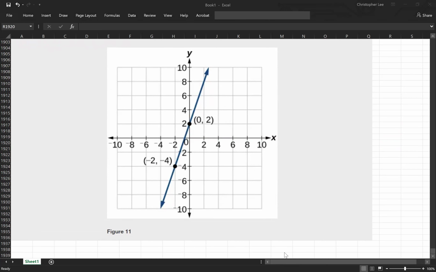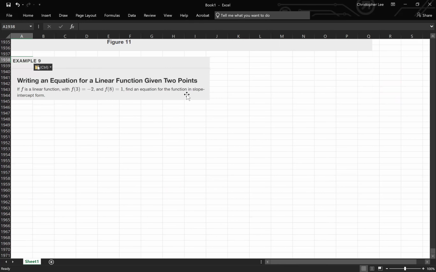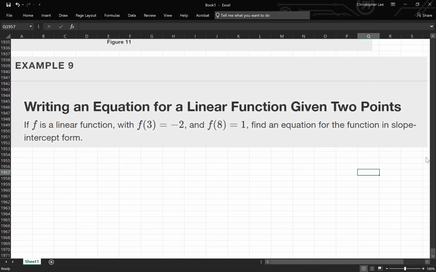All right, we got 2 more examples, but if you get it after this and y'all want to dip, I completely understand. So, last example. We want to write an equation for a linear function given 2 points. But check out how our 2 points are. If f is a linear function with f of 3 equal to -2 and f of 8 equal to 1, write an equation for the function in slope-intercept form.